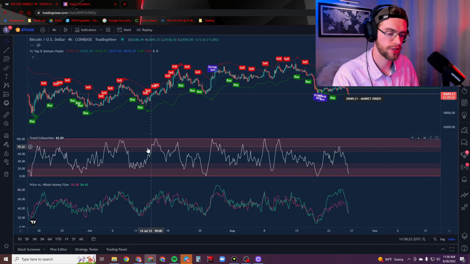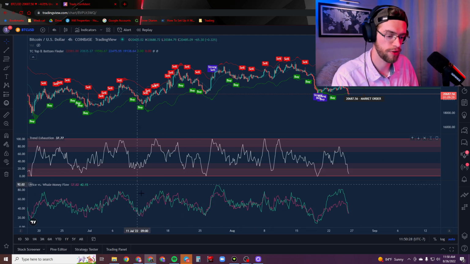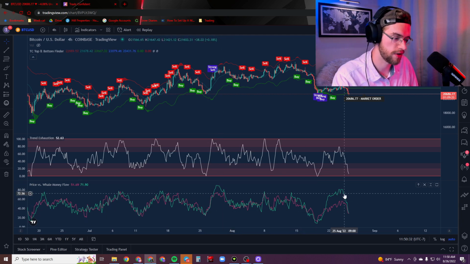Now that you know how all of these indicators function on their own, let's jump into how to use these indicators in combinations to make your trades. If you pay attention to the trend exhaustion and price versus whale money flow indicators, you will notice general trends in their oscillations. As you can see here, both of them kept going up and down, sideways, down, up.